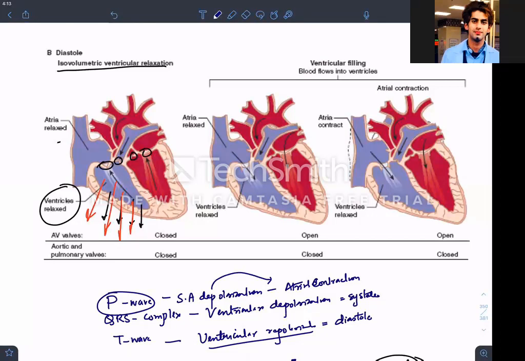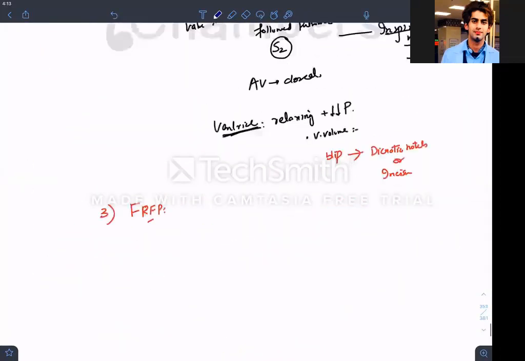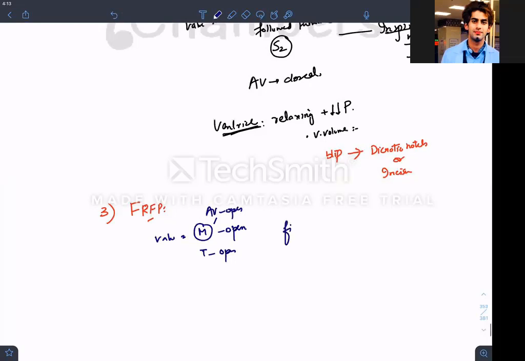Now I will tell you in the rapid filling phase which valves are opening. So what is the status of the valve? First I should say AV open. So AV has mitral, AV has tricuspid open. Mitral open, tricuspid open. Okay. So what is happening? Filling from atria to ventricle.